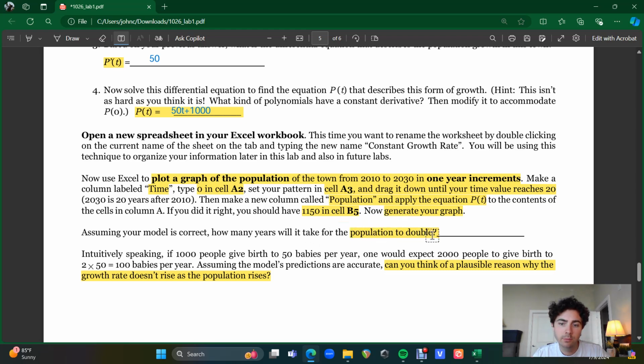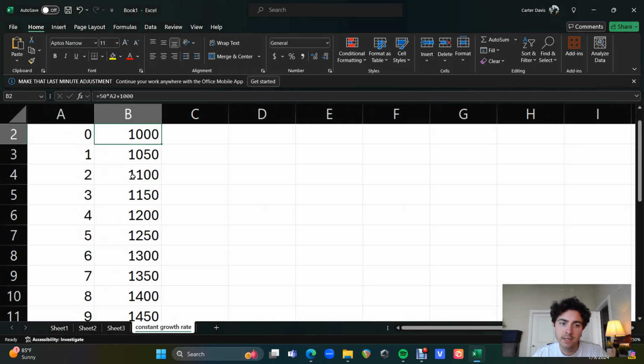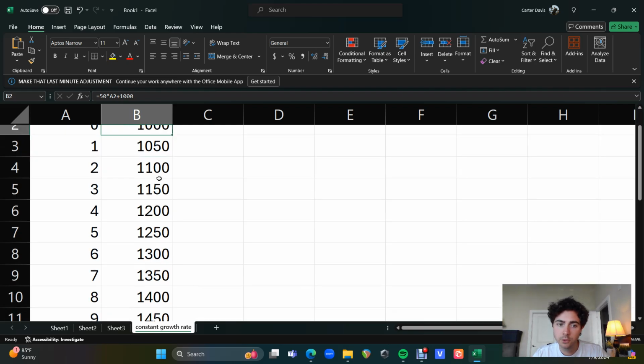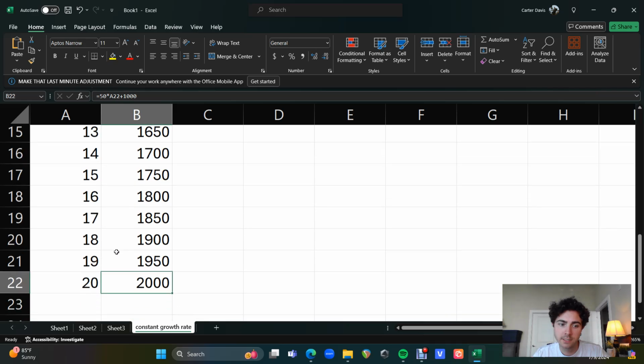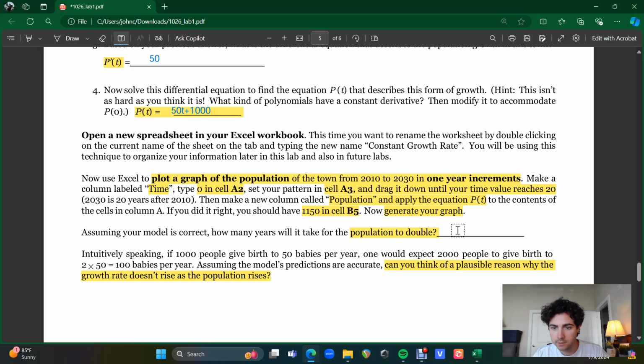How many years will it take for the population to double? Well, just like we said, population starts at 1,000. So it doubles when it reaches 2,000, which happens 20 years after the start, which is the year 2030. Okay, so I typed that answer in wrong. It's 20 years is what they're asking, but if they asked what year, it'd be 2030.